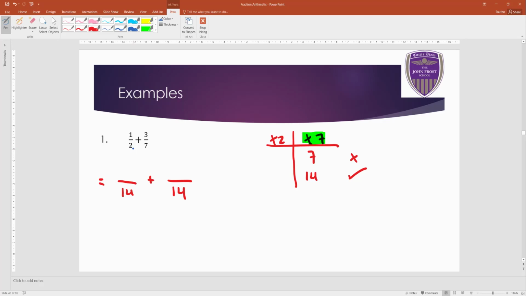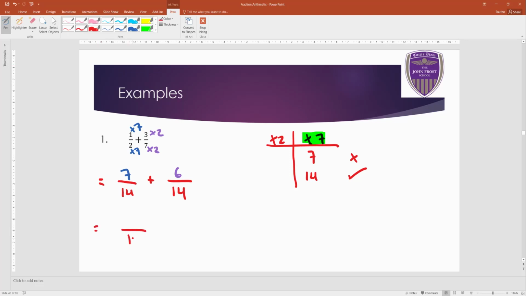And look at the 2 now here and think, what have you multiplied 2 by to make 14? Well, 2 times 7 is 14. And remember from previous lessons, if you multiply the bottom by 7, you have to times the top by 7 as well. 1 times 7 is 7. This next fraction, I've turned the 7 into 14. Well, 7 times 2 is 14. So 3 times 2 is 6. And now you've got a common denominator.